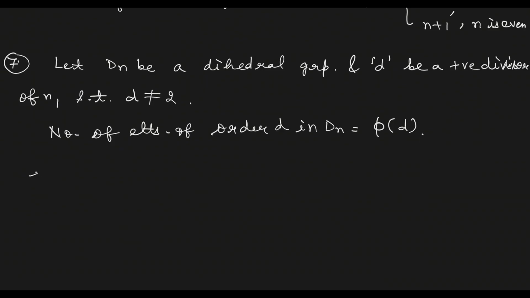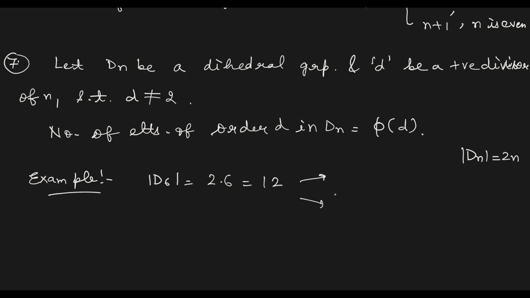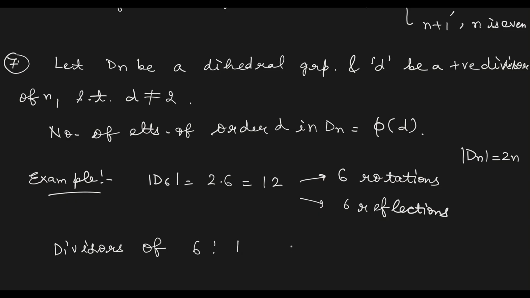For example, order of D6. Order of Dn was 2n, so order of D6 will be 2 into 6, 12. So it will have 6 rotations and 6 reflections. Divisors of 6 are 1, 2, 3, 6.